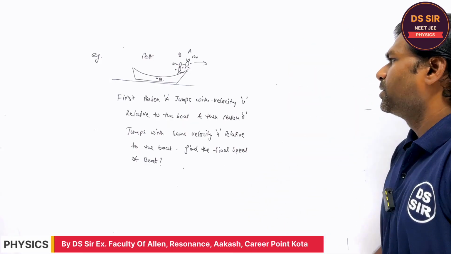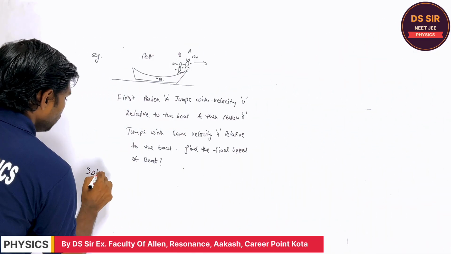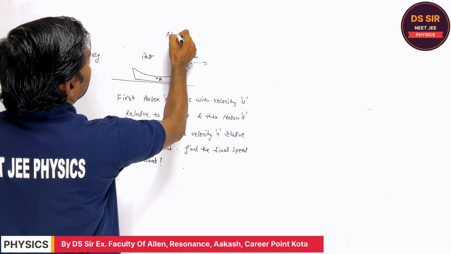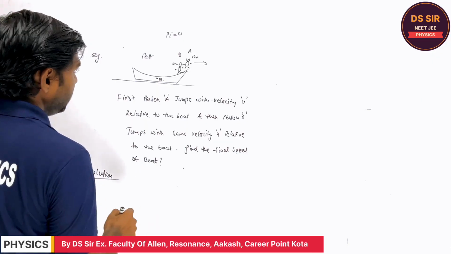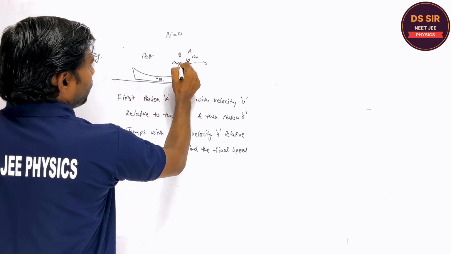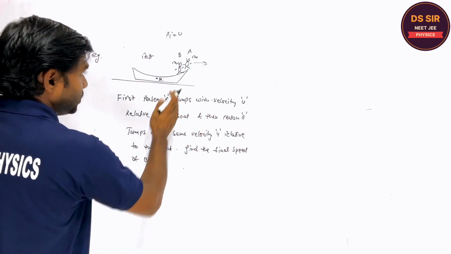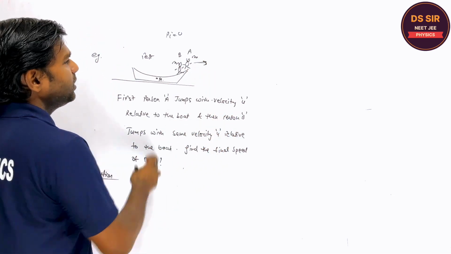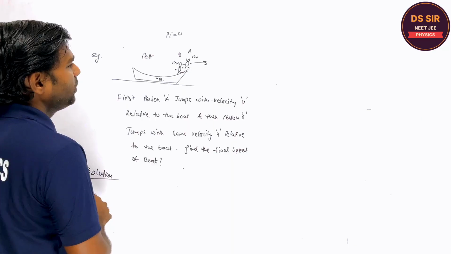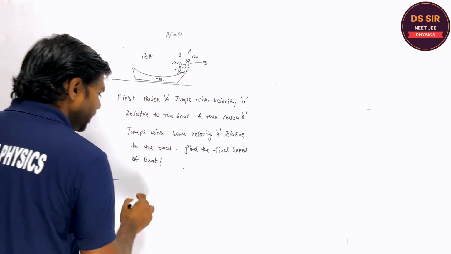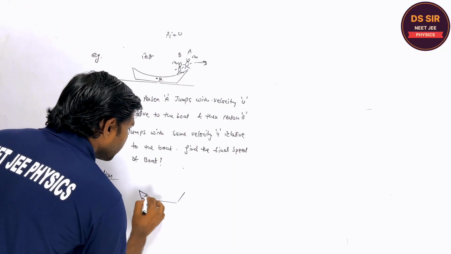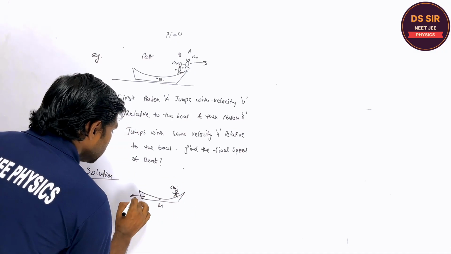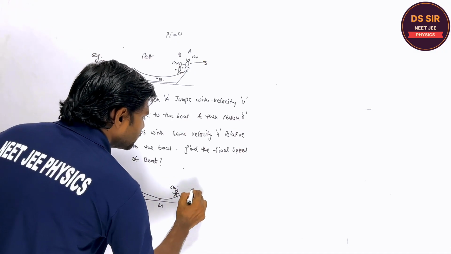Listen one thing. I'm writing the solution. Try to understand. Suppose initial momentum is 0. Then there are two persons of mass m and m. When the first jumps in this direction with relative speed u, what will be the movement of this boat plus person? It will be moving backward. This is capital M, this is small m. Suppose it acquires the speed v1.